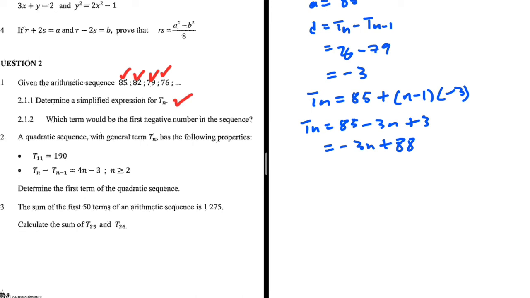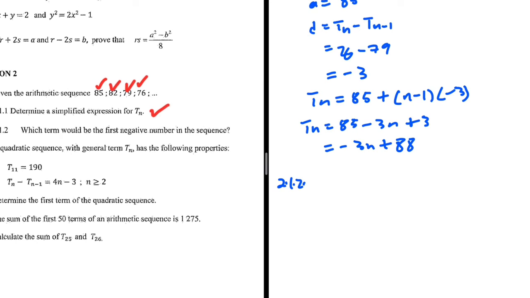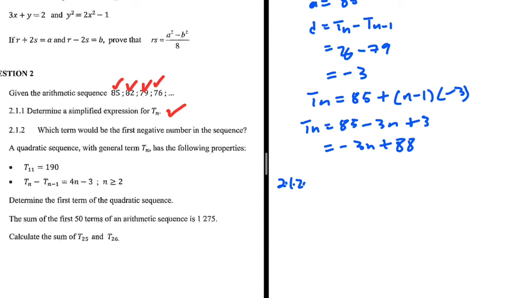Let me substitute a few values of n and see if I'm happy with the answers. So minus 3 multiplied by 1 plus 88 is 85. Minus 3 multiplied by 2 plus 88 is 82. And then minus 3 multiplied by 4 plus 88 is 76. So I think I'm happy with the simplified expression for Tn. That is 2.1.1. Let's go ahead and take a look at 2.1.2. Right, let's see what's happening here. Which term will be the first negative number in the sequence?